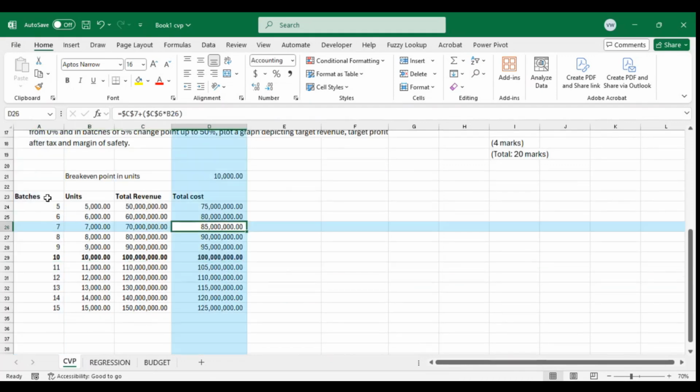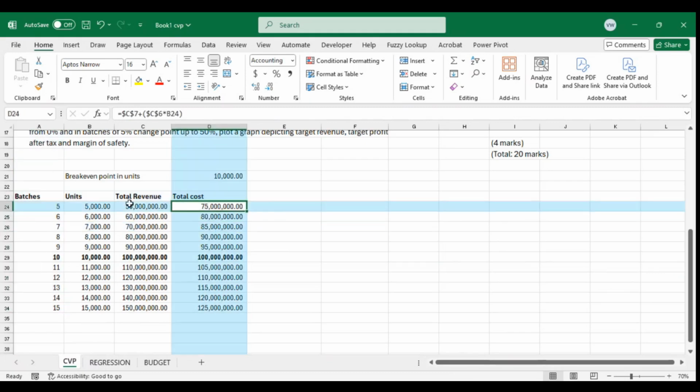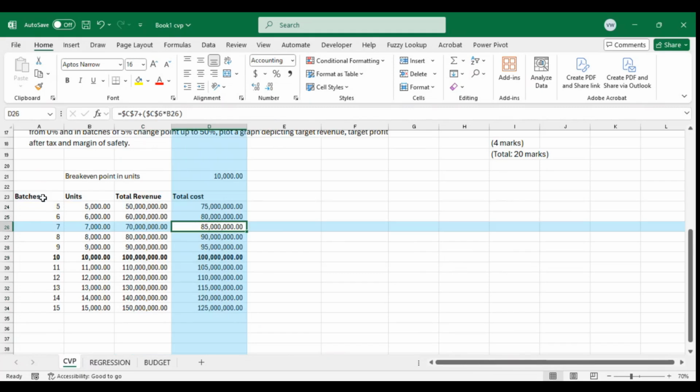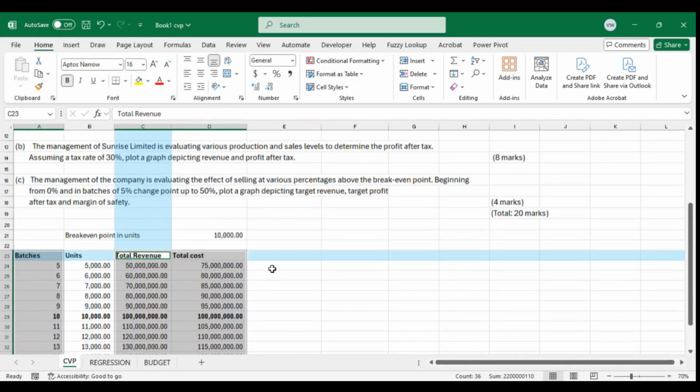So remember, in the graph, in the x-axis, we'll have the number of batches, and in the y-axis, we'll have both the total revenue and the total cost. So if I want to plot the graph, I'll just highlight the ranges that I want to be presented in the graph. I'll highlight batches, including the title. Then we have control. We also highlight the total revenue and the total cost.